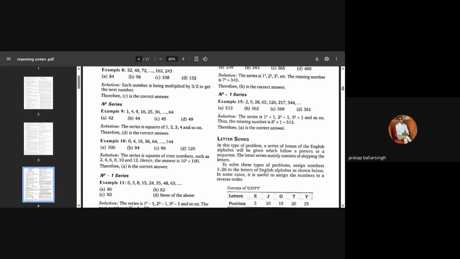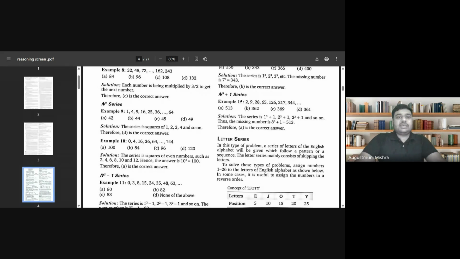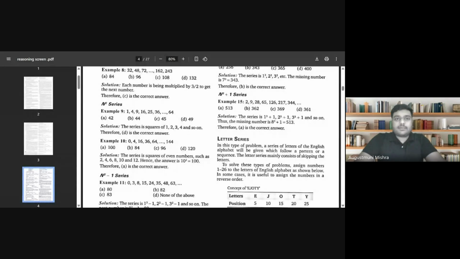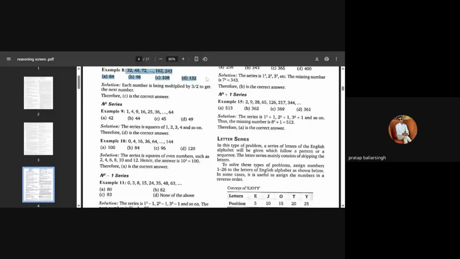Maybe it is like 32, so 16 into 2 is 32, 12 into 4, like that. No, 16 into 3. Yes, sir. That comes under 16 only. 16 to 32, 48, 72. Then, sir, 52 into 2, 108.